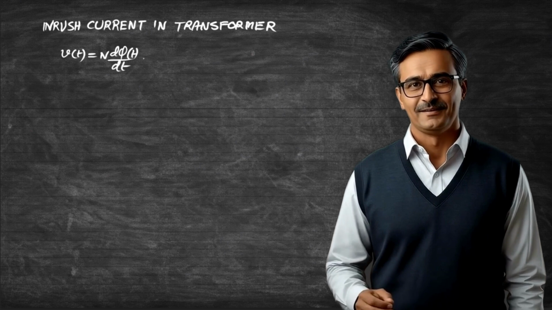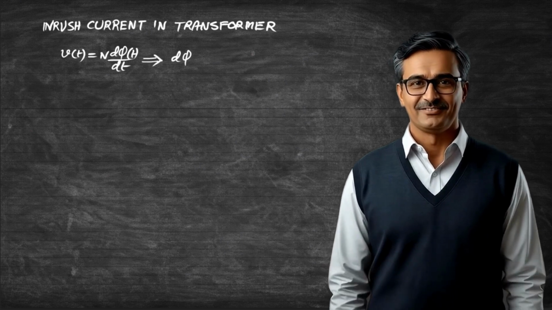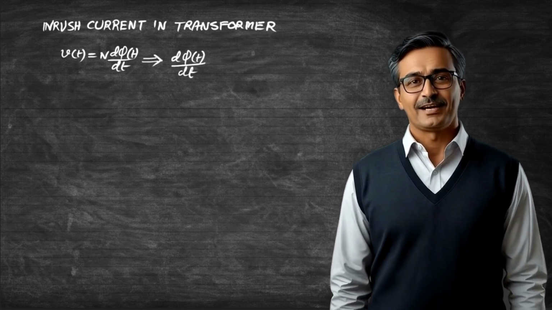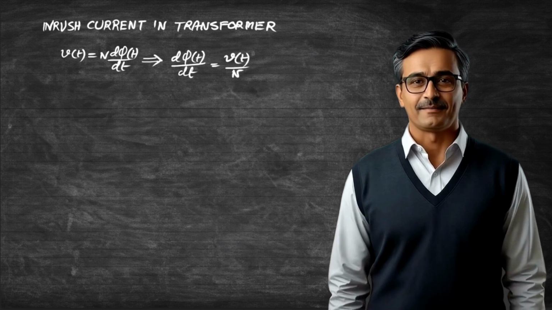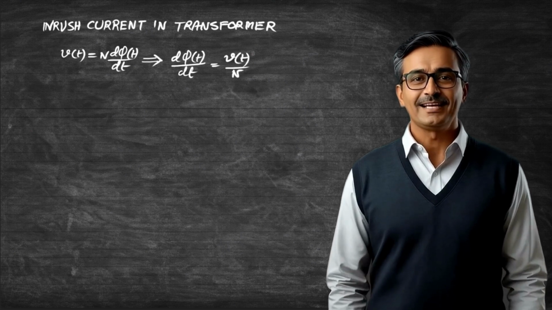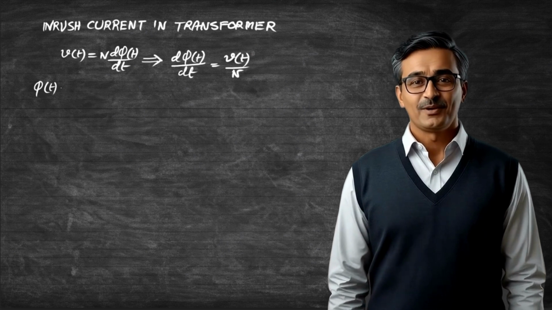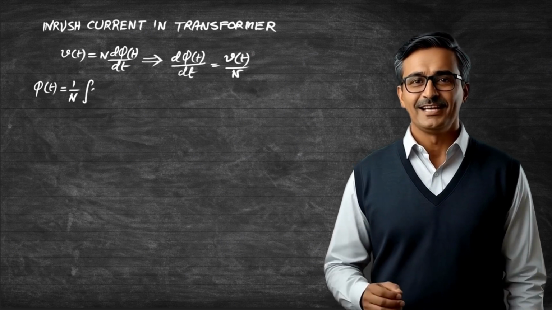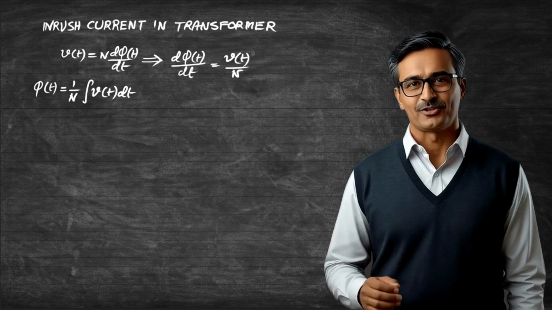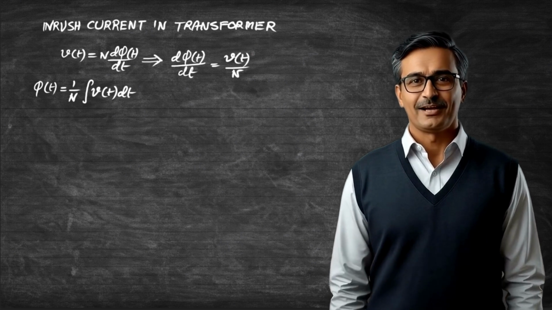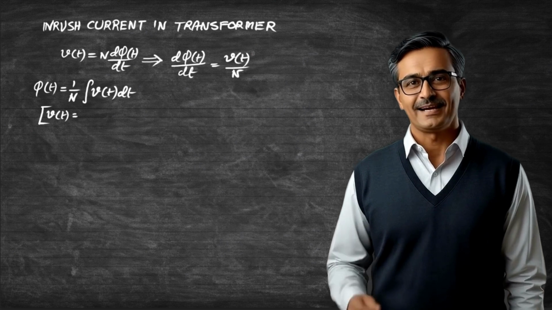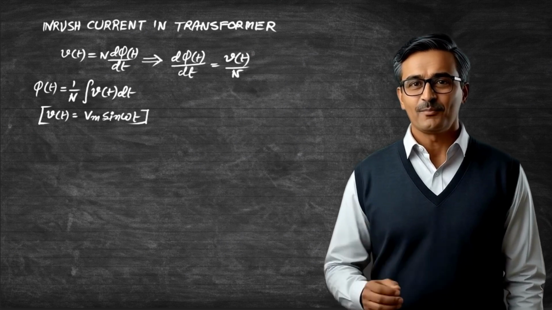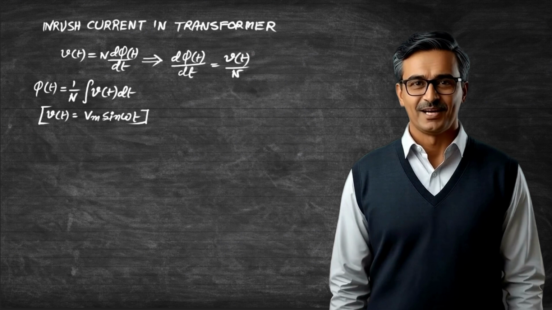From this equation, we can write dφ(t)/dt = V(t)/N. Therefore, the flux can be written as φ(t) = (1/N) ∫V(t) dt. Now we assume that the applied voltage is purely sinusoidal. Therefore, we can write V(t) = Vm sin ωt, where Vm is the maximum value or amplitude of the voltage waveform.